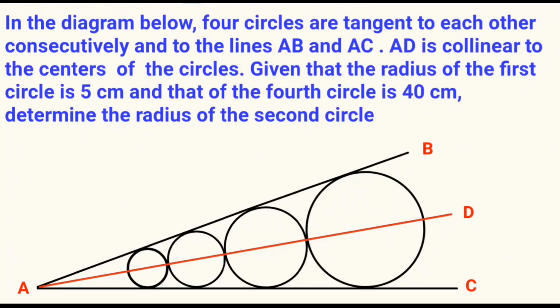My name is Bino. In this Math Olympiad question, we are given four circles which are tangent to each other consecutively and to the lines AB and AC, and we are told that AD is collinear to the centers of the circles. We are given that the radius of the first circle is 5 centimeters and that of the fourth circle is equal to 40 centimeters. We have to determine the radius of the second circle.